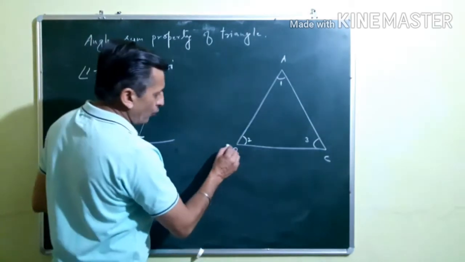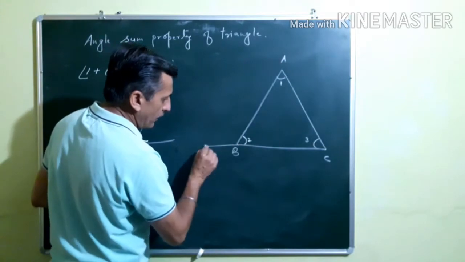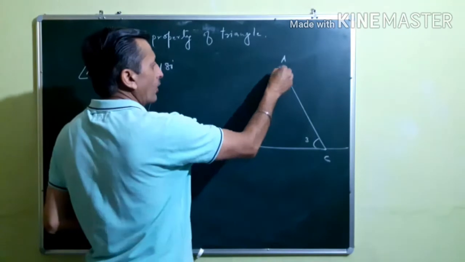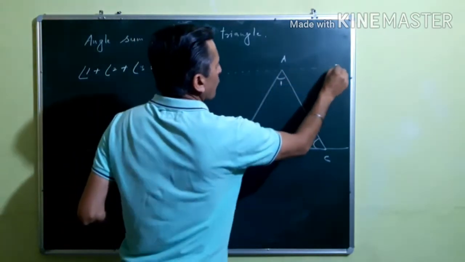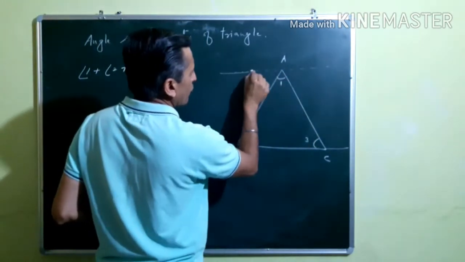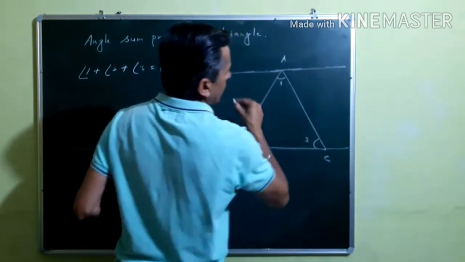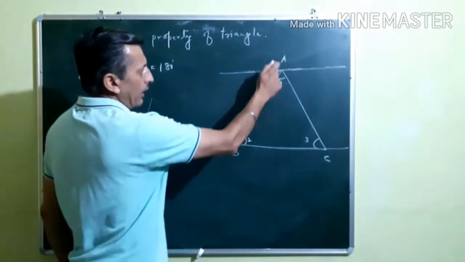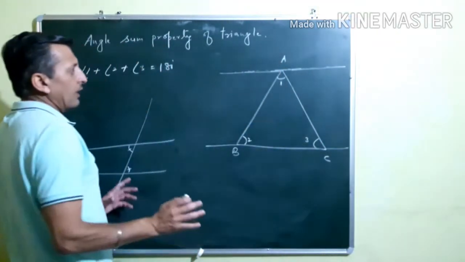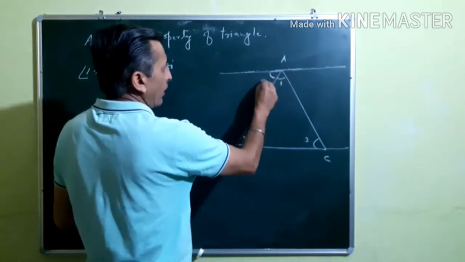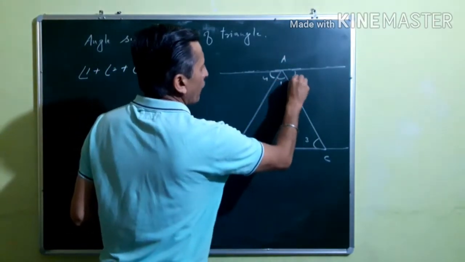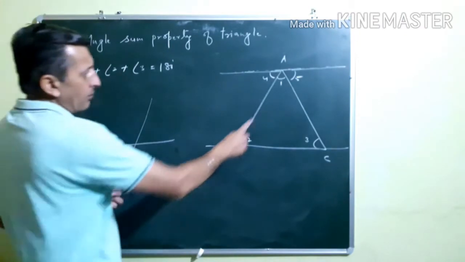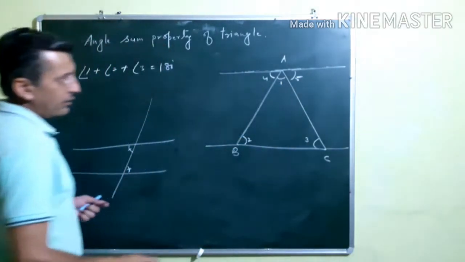First of all I want to draw the parallel lines. So I want to extend this line BC up to here like this. And similarly I want to draw a line parallel to BC, which passes through A. This is your line that is parallel to BC, so that it becomes a transversal. This is actually the reason. Suppose this is your angle number 4 and this is your angle number 5. So I want to show that the sum of all these three angles is equal to 180 degrees.